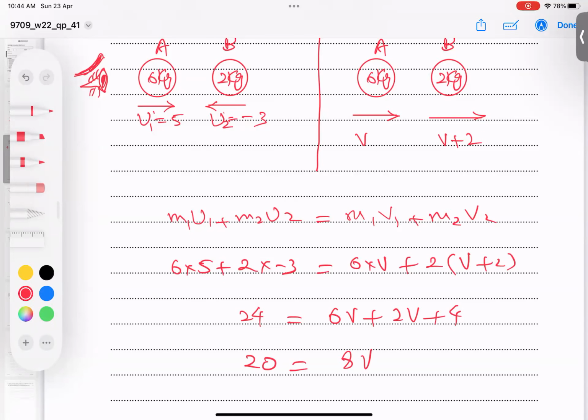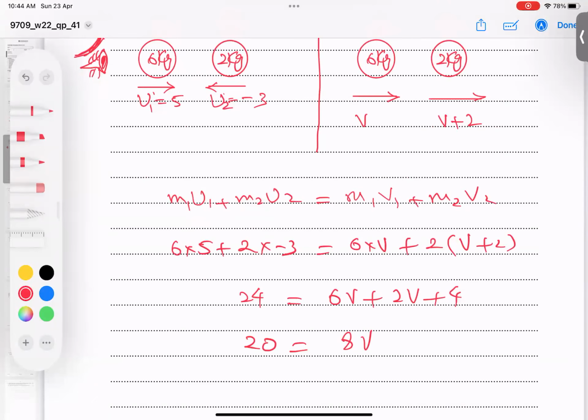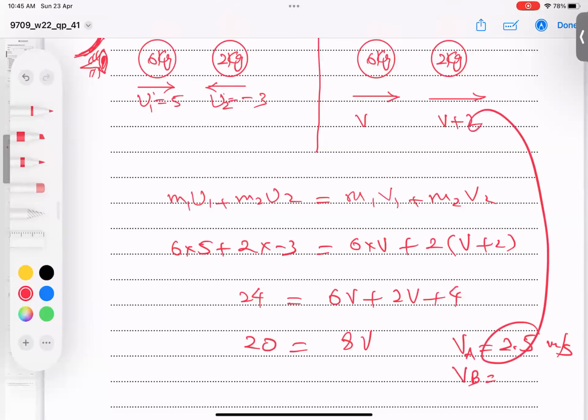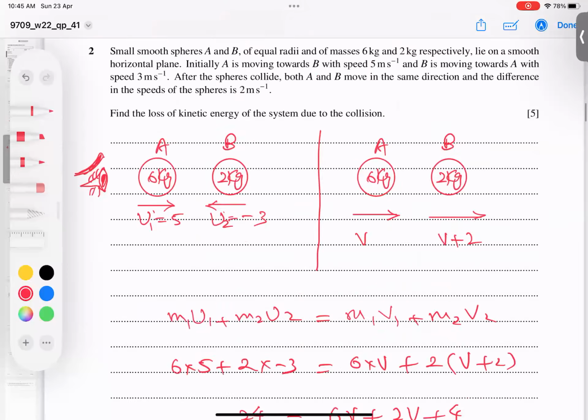I hope the idea is very clear. So what does the velocity become here? 2.5 meters per second. This is the 2.5 for particle A, and the other will naturally be that plus 2. So velocity of A is that and velocity of B is very simple, add 2, I get 4.5 meters per second. But this is not our task.